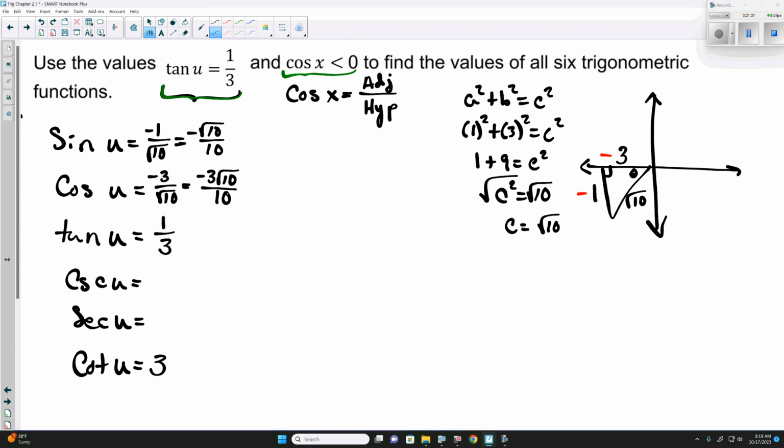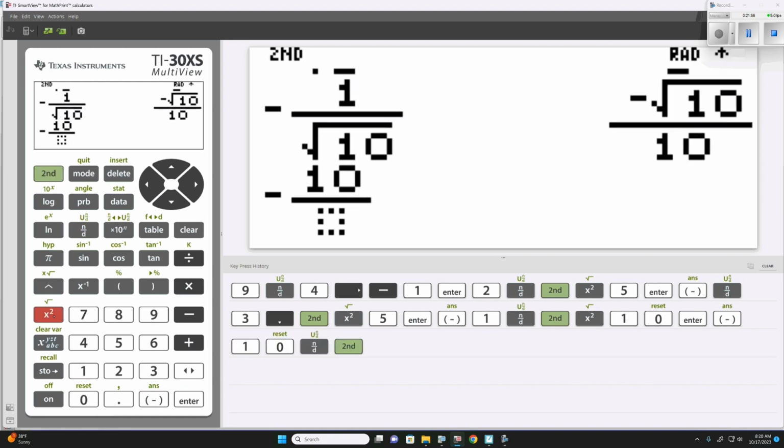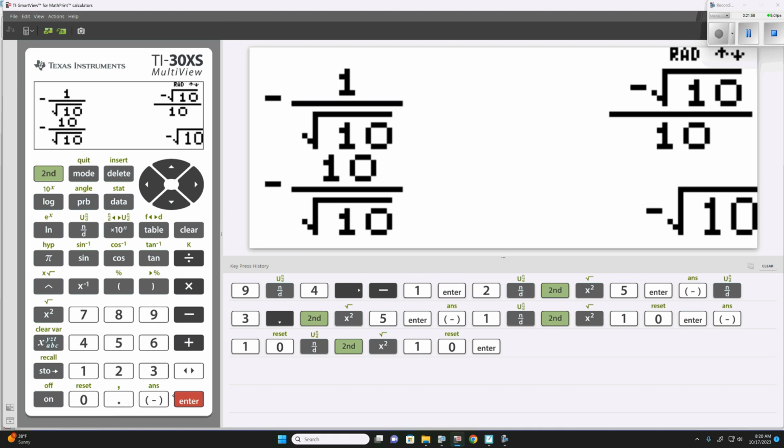Cosecant is 1 over sine. Negative square root of 10 over 1, which is just negative square root of 10. Because we could use the other one, the negative square root of 10 over 10, flip it, which would be -10 over square root of 10, which actually just works out to be negative square root of 10.